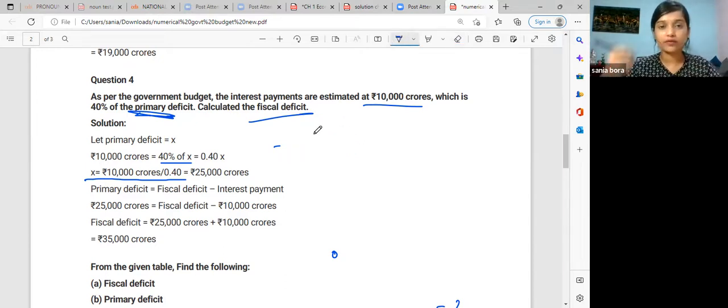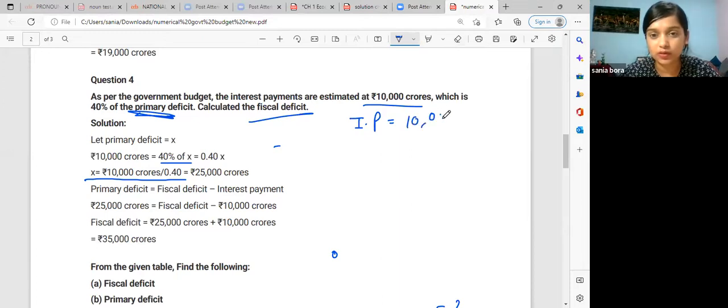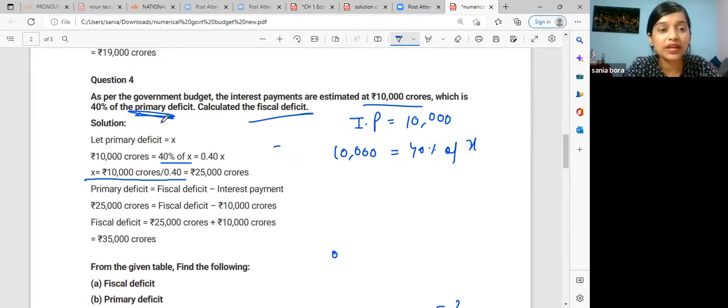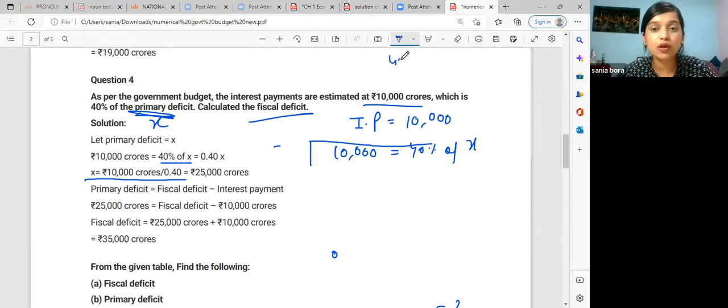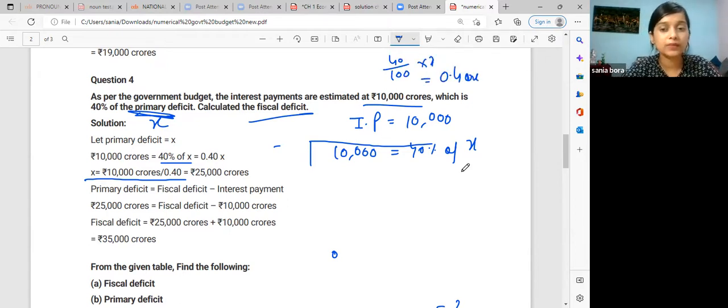Just forget about everything we did. Just remember one thing. First, you got the question. What you studied is that your IP is 10,000, and that is equal to 40% of the primary deficit. That means this 10,000 rupees is equal to 40% of X, because right now you have taken your primary deficit as X. You don't know the value of the primary deficit, that's why 10,000 rupees is equal to 40% of X. Side by side you solve 40 upon 100 multiplied by X, which is 0.40X.